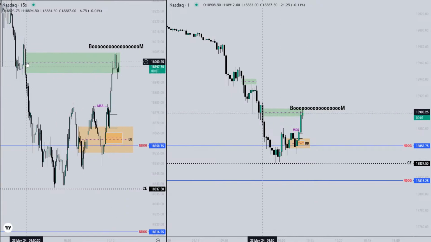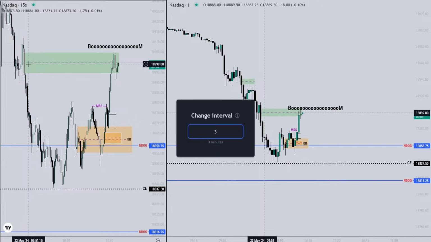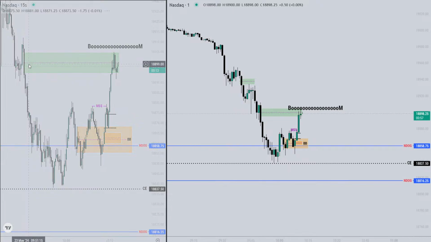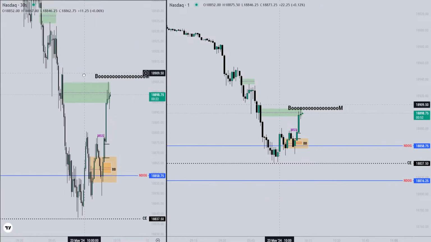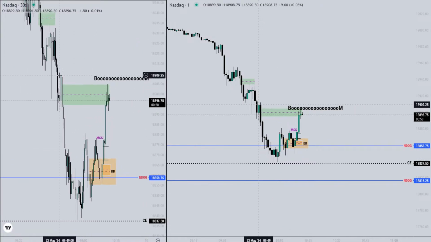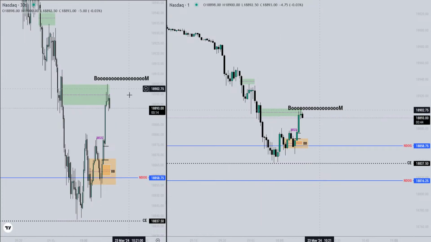Actually, I need to mark the last fair value gap from the 30-second chart. Let me check if I have one on. Okay, I don't have any third. I mean over there, so I could go until that rejection block over here, but it's okay. I believe that the market will keep going higher.